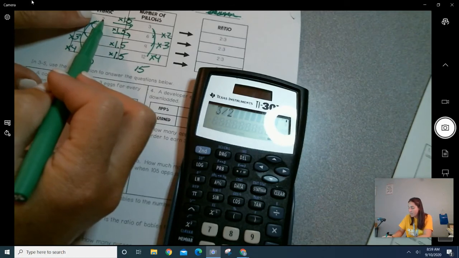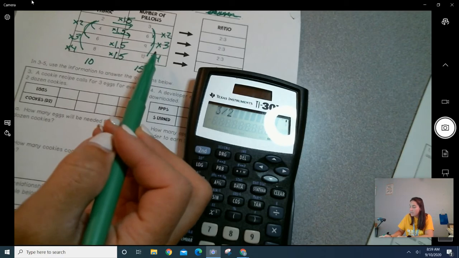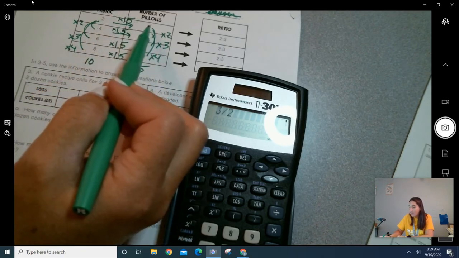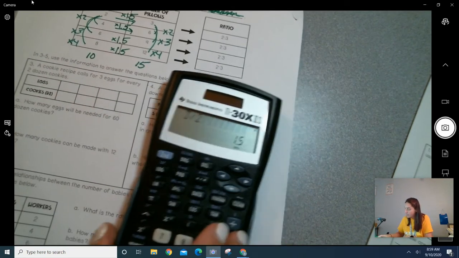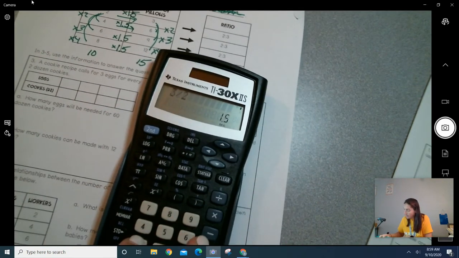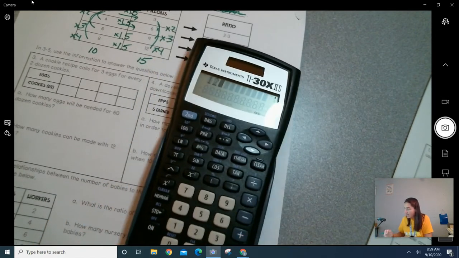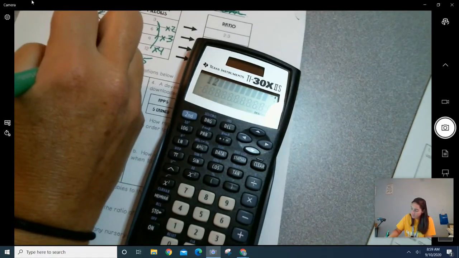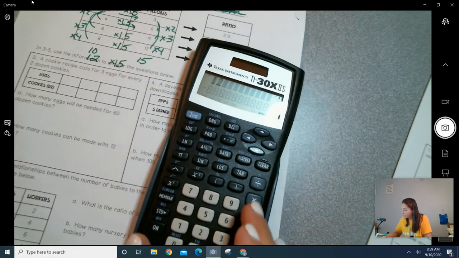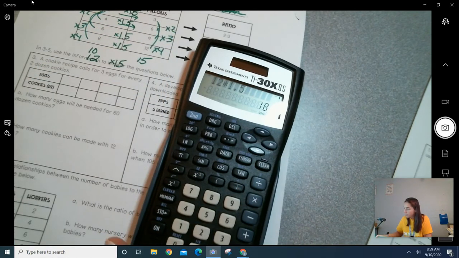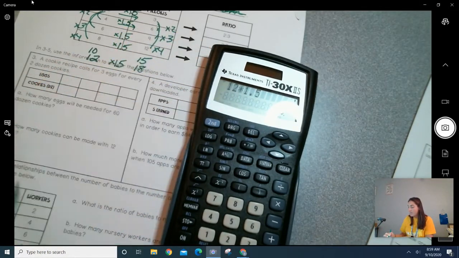So if I have yards of fabric and I want to get to number of pillows, I can just take that number and multiply by 1.5, and it will tell me how many pillows I will need. So for example, if I have 12 yards of fabric and I need to know how many pillows, I could just take 12 times 1.5, and that's going to give me 18. And that is another equivalent ratio.